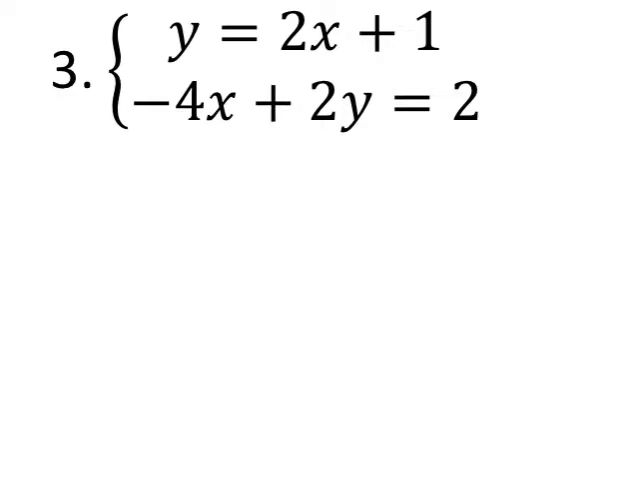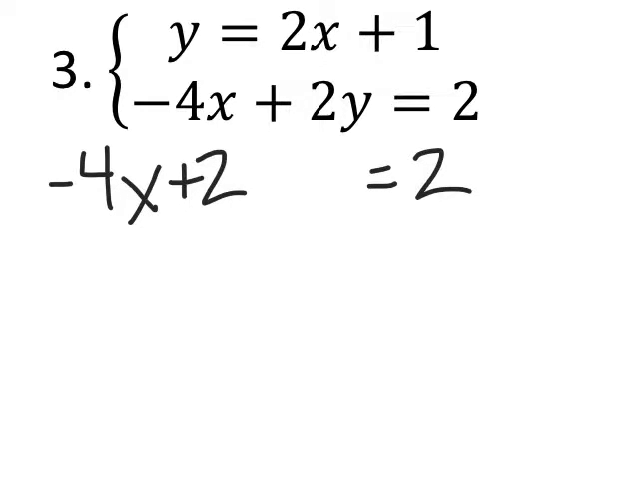All right, now yes, you could graph, you could eliminate, the choice is yours, but looking at this I can see very quickly that I can substitute the y value for 2x plus 1. So let's go ahead and rewrite that bottom equation. We've got negative 4x plus 2y equals 2. Okay, but once again we're going to replace the y value with 2x plus 1. Because that's what we're saying, y is 2x plus 1.